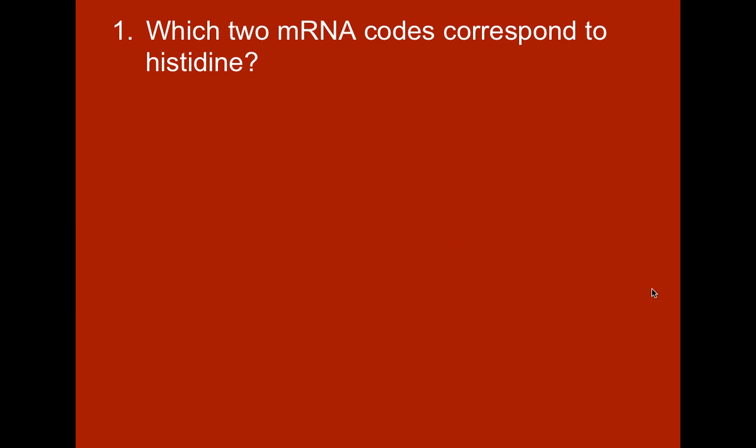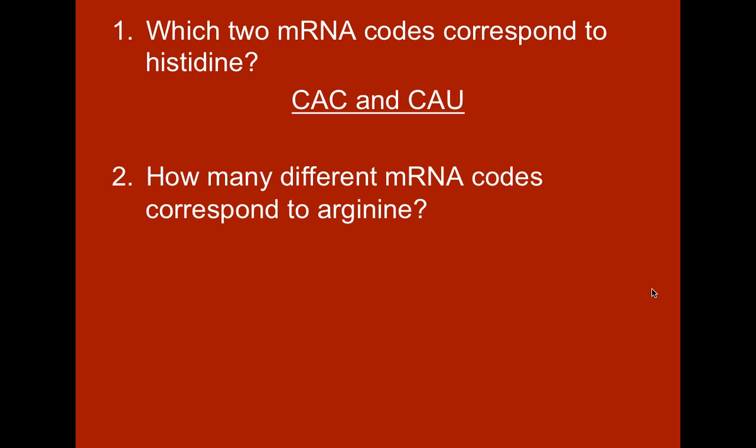Which two mRNA codes correspond to histidine? That is CAC and CAU. How many different mRNA codes correspond to arginine? Now, you have to be careful here. There are 4 down at the bottom: CGG, CGA, CGC, and CGU. But if you go around on the wheel just a little bit to the left, there are 2 more, AAC and AAU. I'm sorry, no, that's asparagine. Arginine is actually a little bit further, AGG and AGA. So there are actually a total of 6. Not all of the amino acid codons are grouped directly together on the codon wheel.